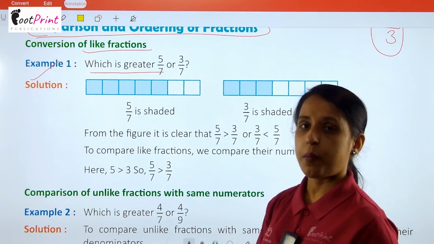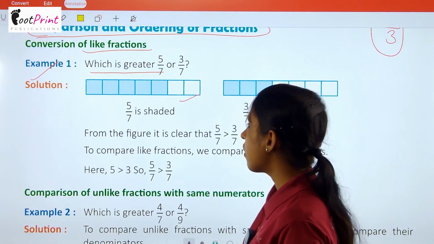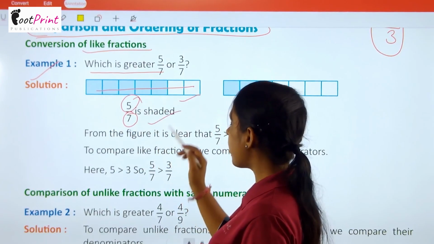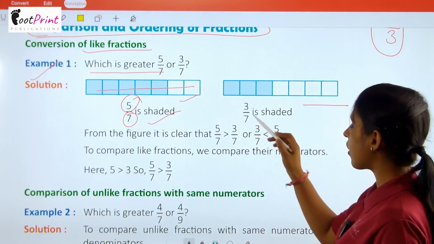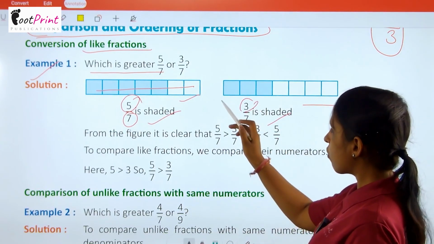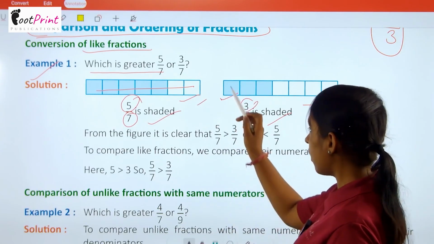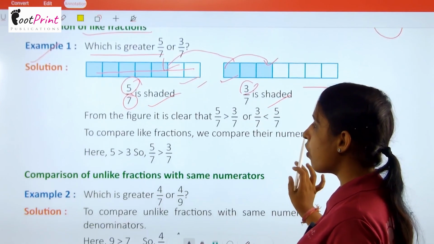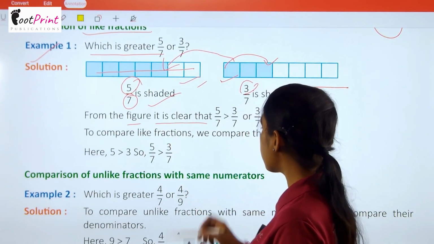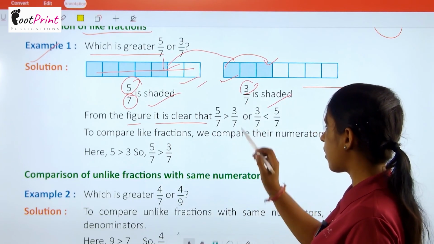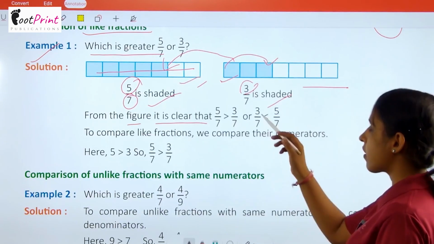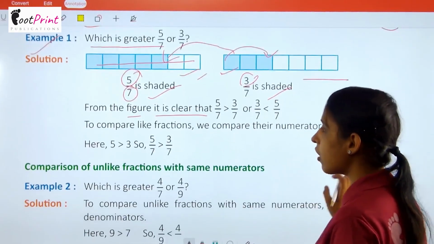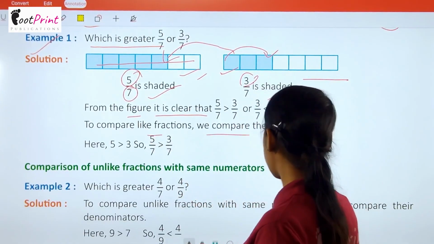So here picture representation is given. 7 are the whole parts and 5 is shaded. Here also 7 whole parts are there and 3 is shaded. So by picture we can see that this one is greater than this one. Okay, so from the figure it is clear that 5/7 is greater than 3/7, or we can say that 3/7 is less than 5/7. Okay, to compare like fractions we compare their numerators.